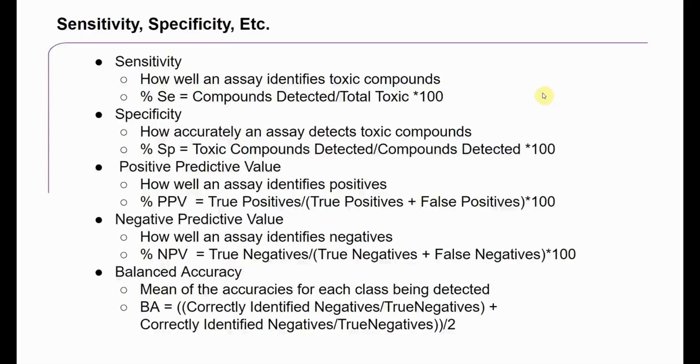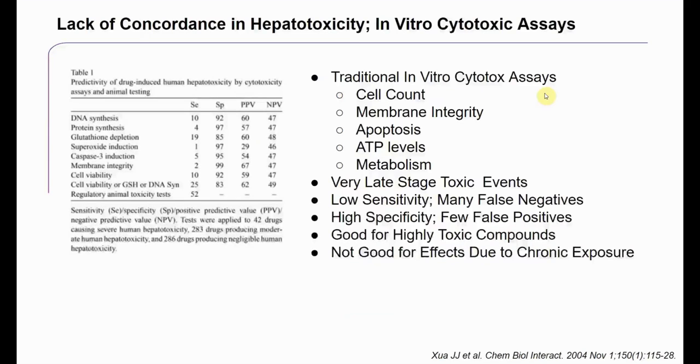So with that in mind, we can move along, and what we can talk about is the actual in vitro assays that were available to people who wanted to do this earlier detection of toxic compounds. These types of assays that were available at the time were mostly based on very late stage toxic events, cell count, apoptosis, or some sort of events that may not possibly be linked to actual toxicity.